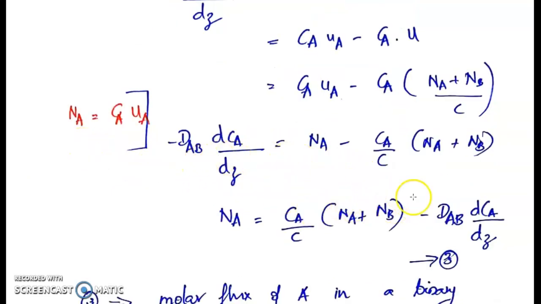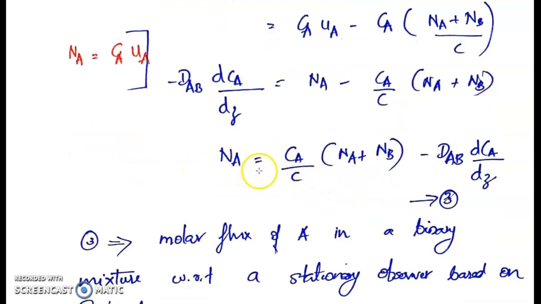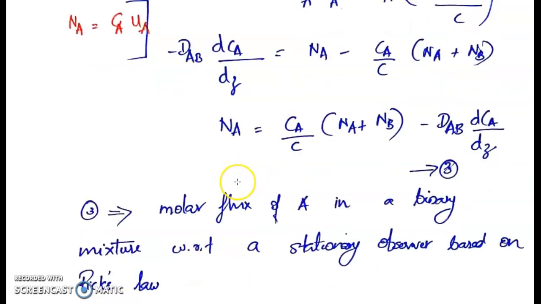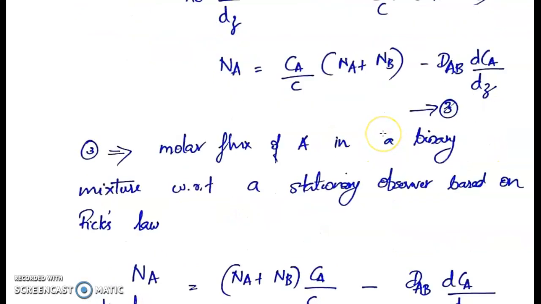Now I am going to rearrange this equation. Here NA is equal to CA by C into (NA plus NB) minus DAB into dCA by dZ. I rearrange this equation because I need to find an expression for NA. So what we got now is NA, the molar flux of A in a binary mixture with respect to a stationary observer based on Fick's law. NA is equal to CA by C into (NA plus NB) minus DAB into dCA by dZ.